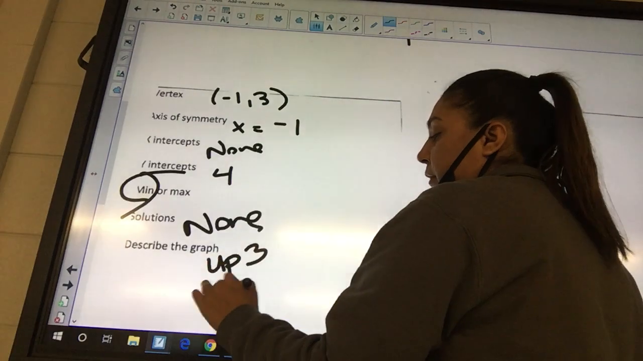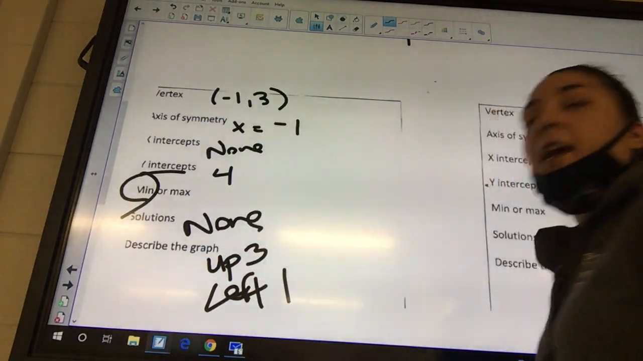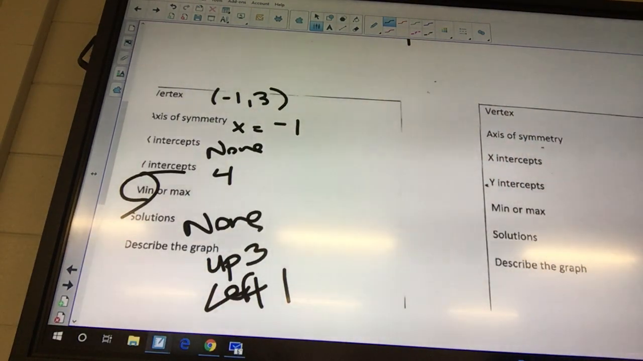Up 3, left 1. Why can't we say over? Because it could be over left or right. So you can't just say that.